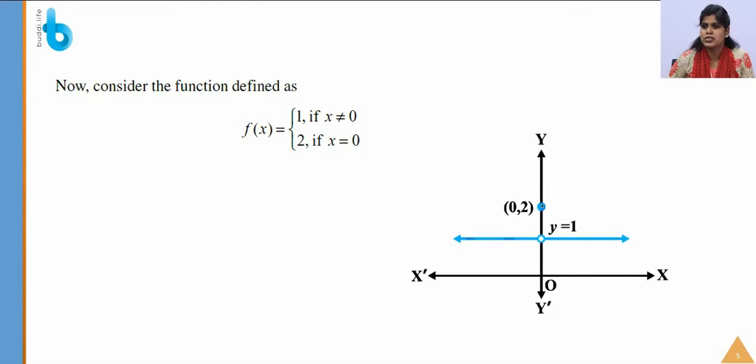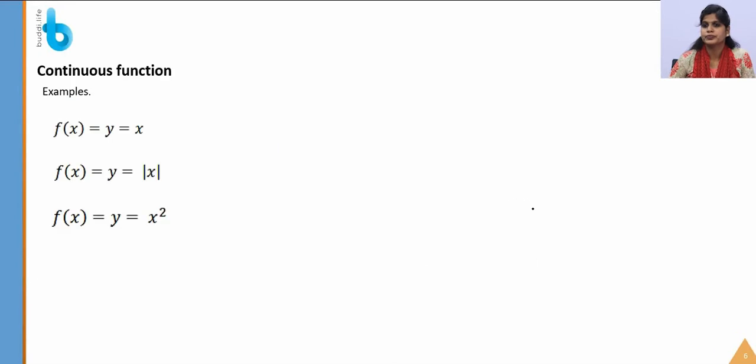When x is not equal to 0, that is at all these points, the y value is 1. Again, the graph is not continuous. If this point at 0 were also included on the line, then we could say it is continuous. But in this function, 0 is not included there; the function value at 0 lies here. Again, it is not a continuous function.